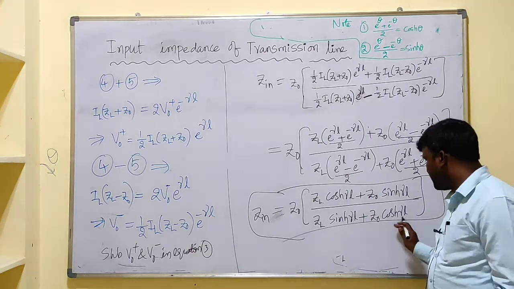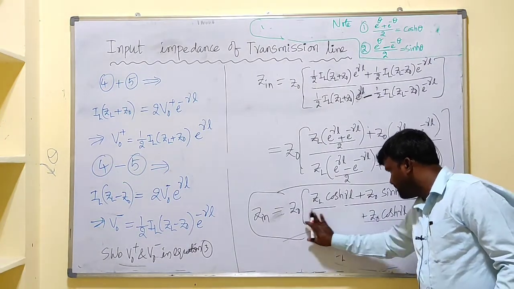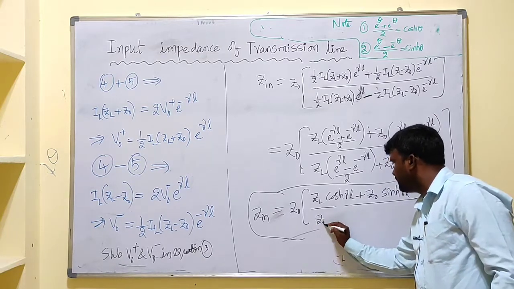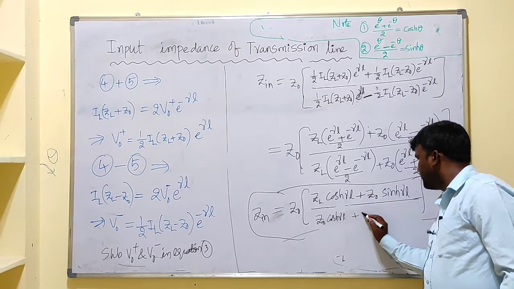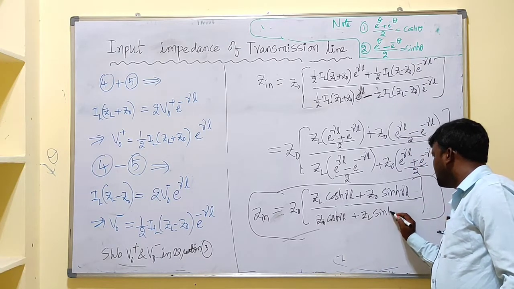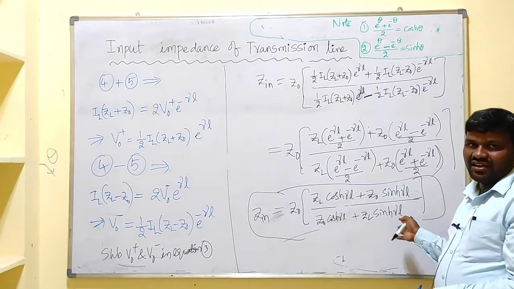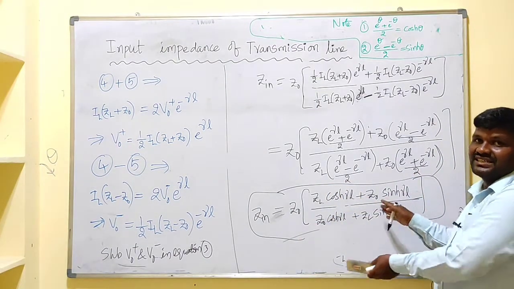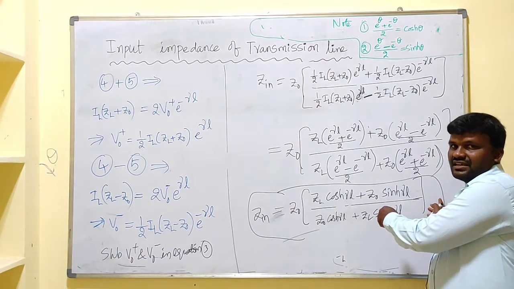Or else I will write this one: Z0 cosh γL first here, and here ZL sinh γL. So it starts with Z0, next ZL cosh γL, first the cosh term, next the sinh term. After ZL we need to go for Z0, and the second term is sinh γL.